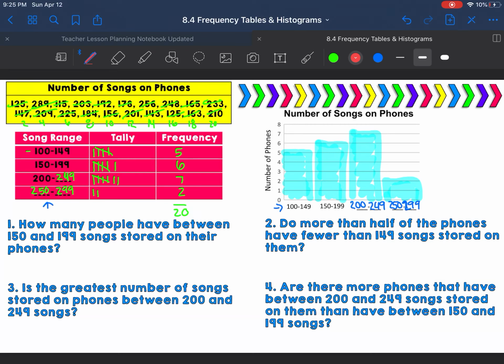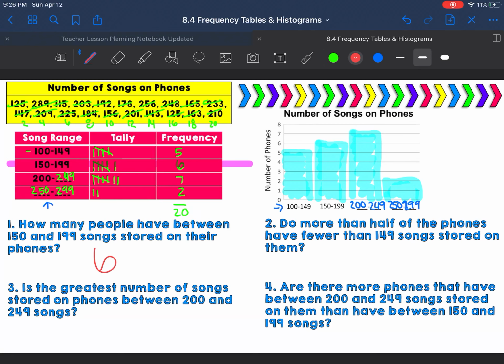So now that I've done my frequency table and my histogram, I can answer some questions. The first question, how many people have between 150 and 199 songs stored on their phones? Well, let's go to 150 and 199 and let's see. That is this category, and there are 6 students. That's easy, right?